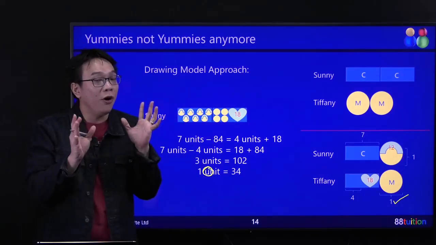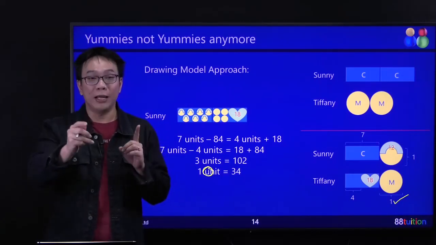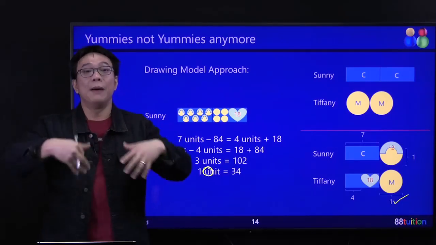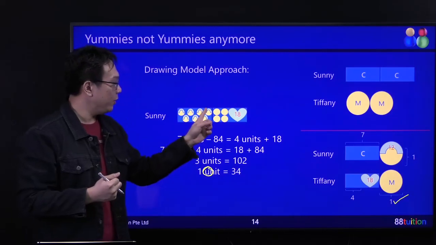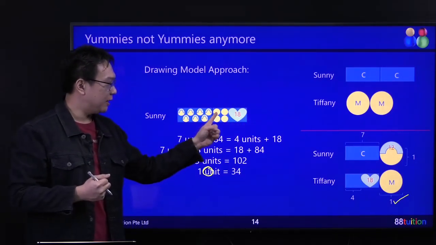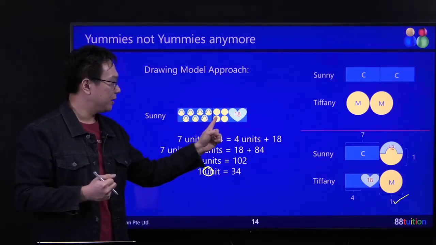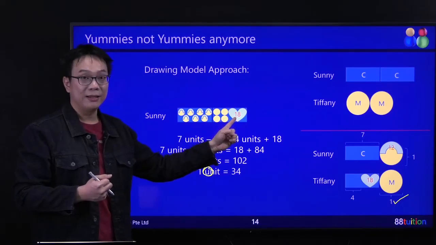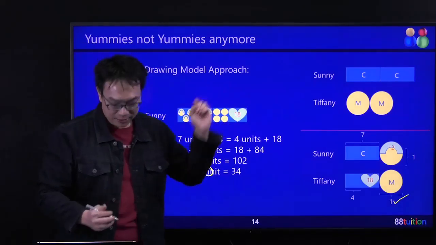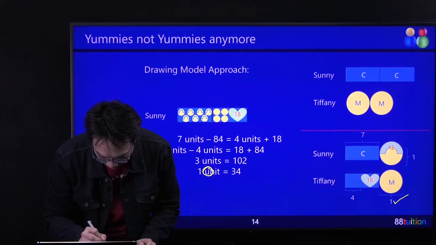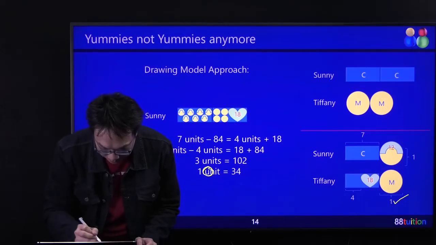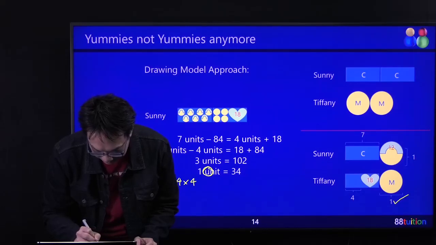What's the question looking for? Sunny's total, Sunny's beginning, the amount of candy she bought. So can we look for one of these first? If this is 34, this one will be 34, 34, 34, and this is 18. Can you see now? So what is one of this? You can simply take 34 times 4 plus 18.